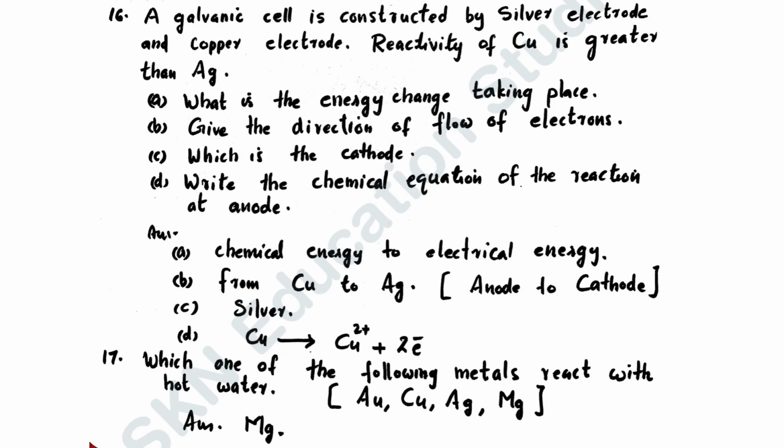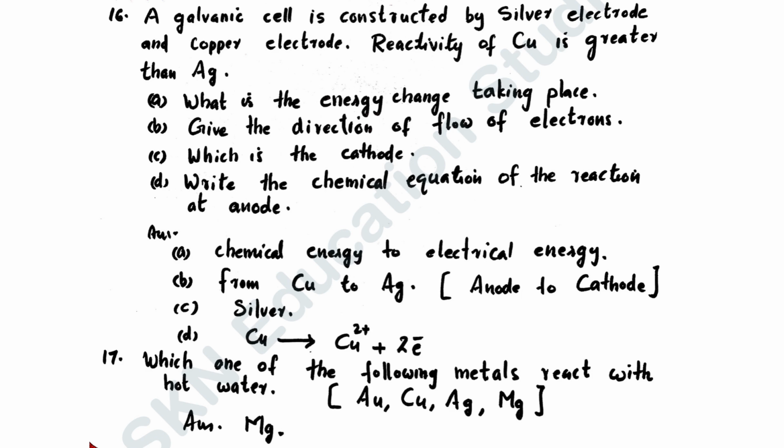16th question, a galvanic cell is constructed by silver electrode and copper electrode. Reactivity of copper is greater than silver. First question, what is the energy change taking place? Answer is chemical energy to electrical energy. Next question, give the direction of flow of electrons. Answer is from copper to silver, that is anode to cathode.